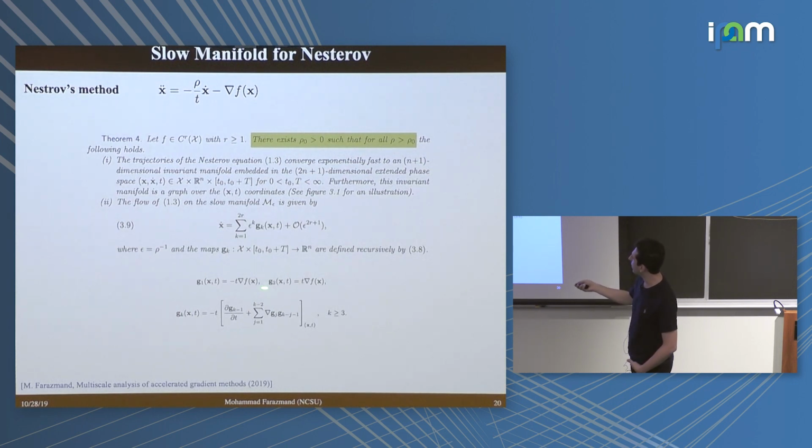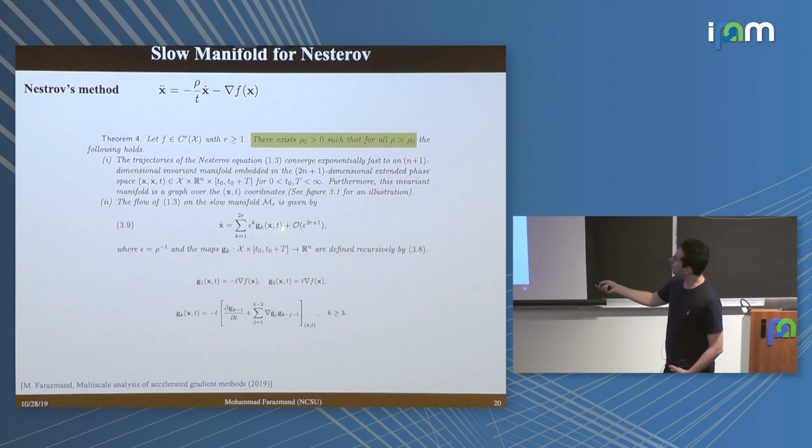g1 and g2 are given in terms of t and the gradient of f. And for higher order terms, g3 and up, you have these recursive equations. Note that now g is a function of time and space x, because the slow manifold in the non-autonomous case is a graph over time and space.